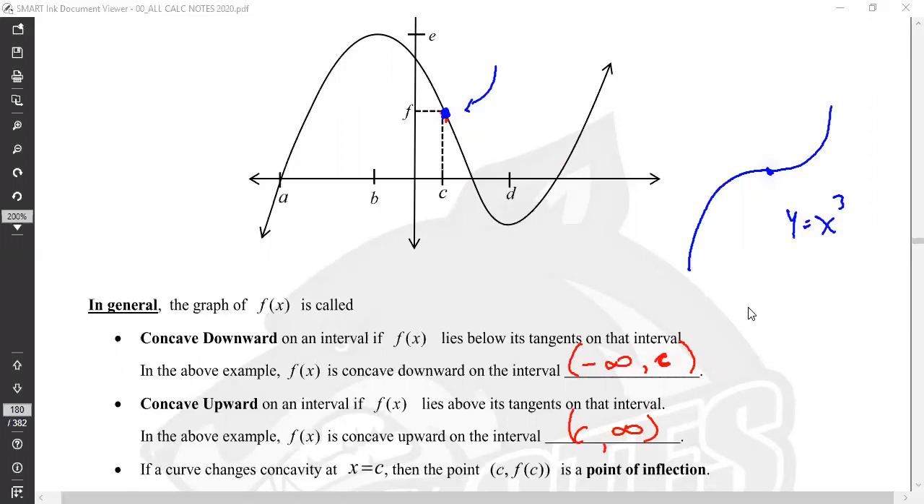Take y equals x cubed. We can see this part here is concave down; rain would slide off it. Whereas this part of the curve is concave up now; rain would be caught by that.